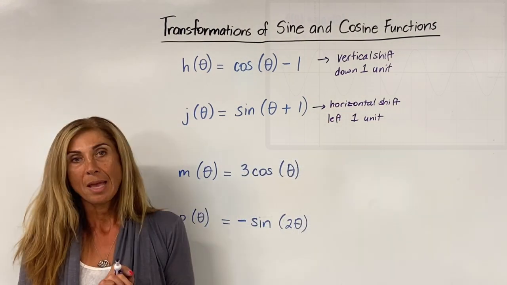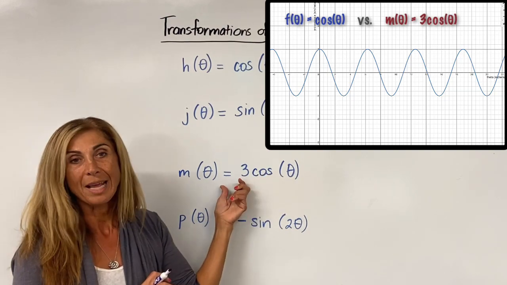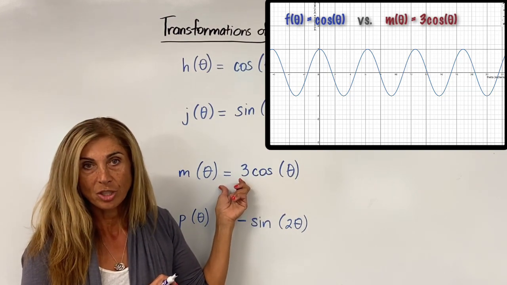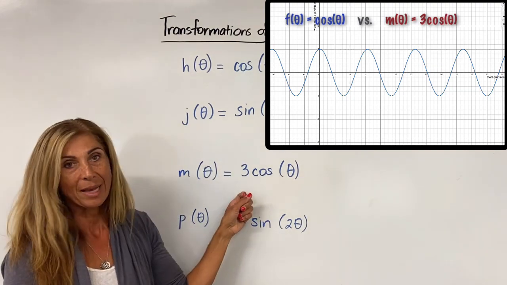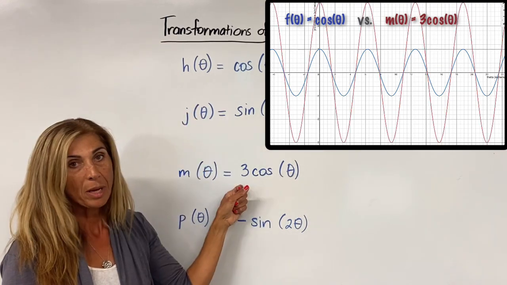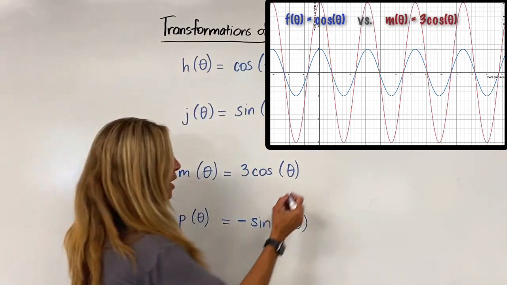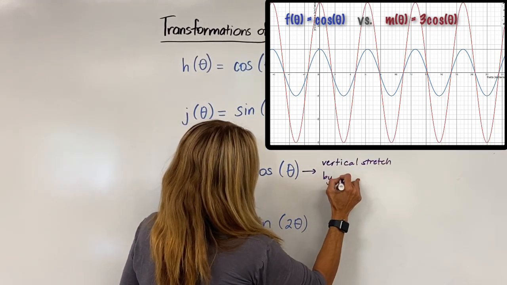Third example, m of theta, 3 cosine theta. Recall that any number in front of our function simply magnifies it or minimizes it by that factor. In this example, we have stretched our function. Which way? Vertically. So we have a vertical stretch by a factor of 3.